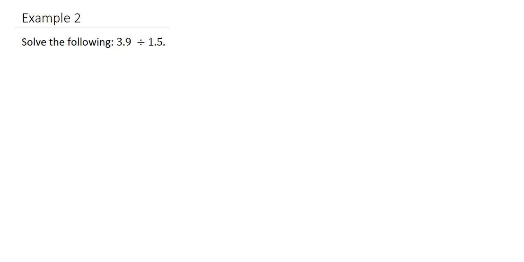Example 2. Solve for the following. We have 3.9 divided by 1.5. So our 3.9 goes inside our division symbol as it's our dividend, and then our divisor is 1.5. Now, we need to move the decimal because we have a decimal in the divisor. So we go ahead and move it over 1, so we need to move the decimal over 1 as well, so to the right of the 9 now.